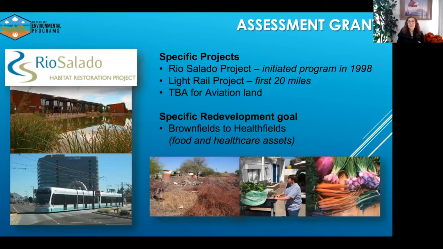And now we're actually working on one of the largest health fields projects, I think, in the country, on one of our former landfills. It's called the Arizona Fresh Project. That's just a little bit south of the river. So we'll come back at another time to talk about that project as well. So you can use it citywide. You can use the assessment for something very specific. Next slide, please.